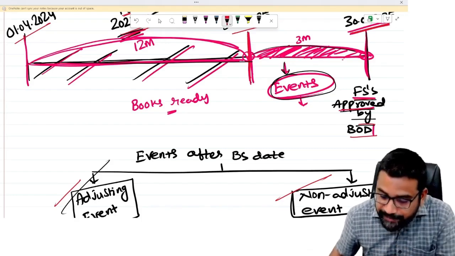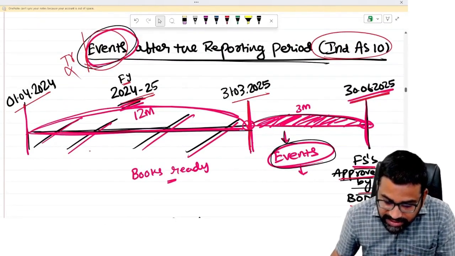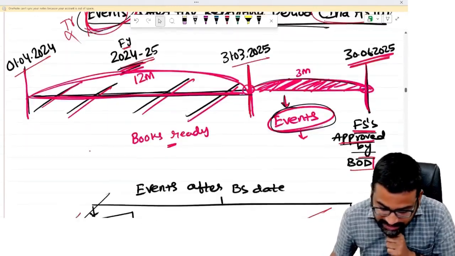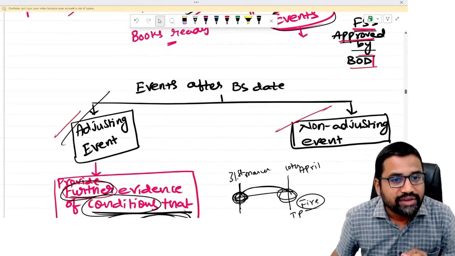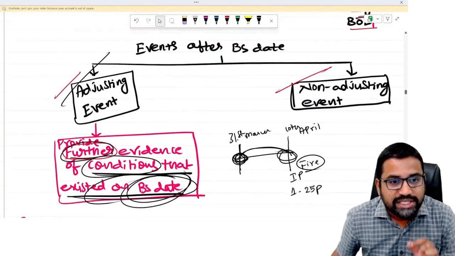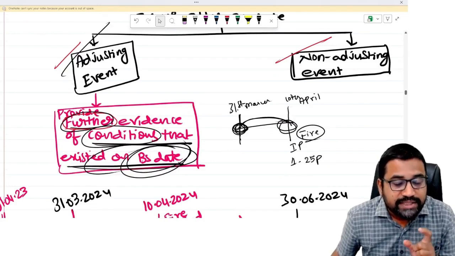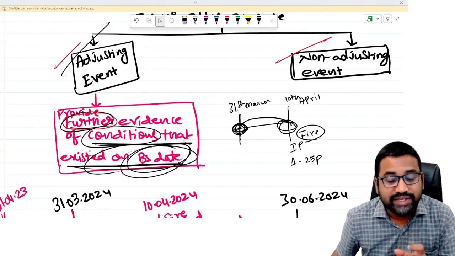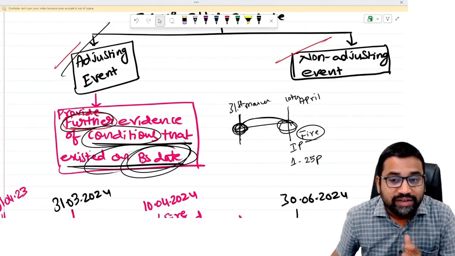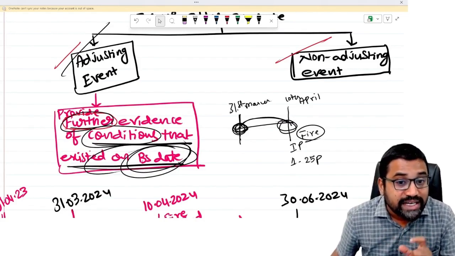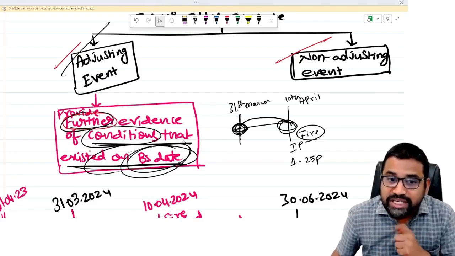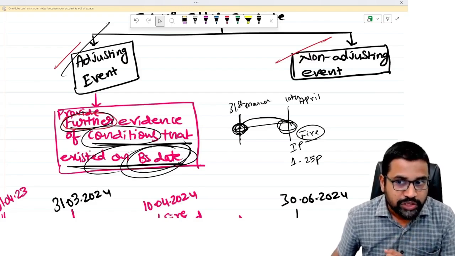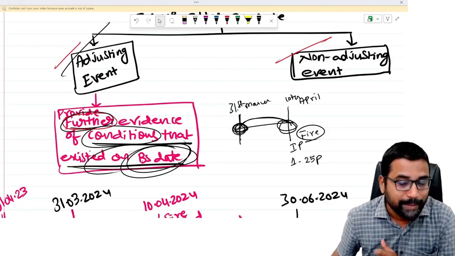Okay, this is the period. Events occurring after the balance sheet date means only in this period we need to consider. Now the events occurring after the balance sheet date are basically two types: adjusting, non-adjusting. Adjusting event means the event which provides further evidence of conditions that existed on the balance sheet date. Non-adjusting event is which is indicative of conditions that existed after the balance sheet date. That means it is no way connected with 31st March. So therefore a completely new event may happen.